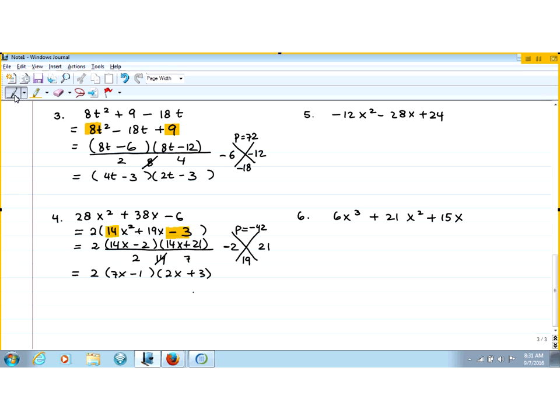What was the answer to 5? Anybody finish? Minus 4 times x plus 3, 3x minus 2. Did you guys get the same thing? Yeah, okay. What about number 6? Factor out 3x, right? And then you're left with x plus 5, x plus 1. Okay. Did everybody get it?